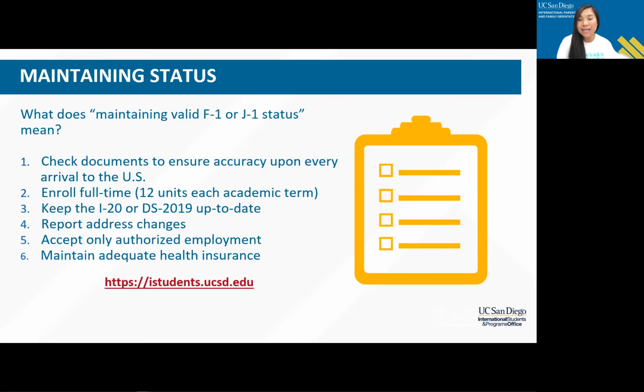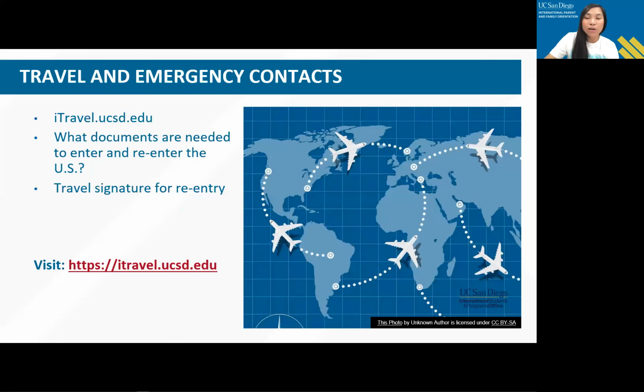And finally, number 6, your student must maintain adequate health insurance while in the US. Enrollment in UC San Diego's Student Health Insurance Plan, also known as SHIP, should fulfill this requirement. I know that was quite a bit of information, so please do submit any questions you might have in the Q&A tool, and we'll see how we can get those answered today.